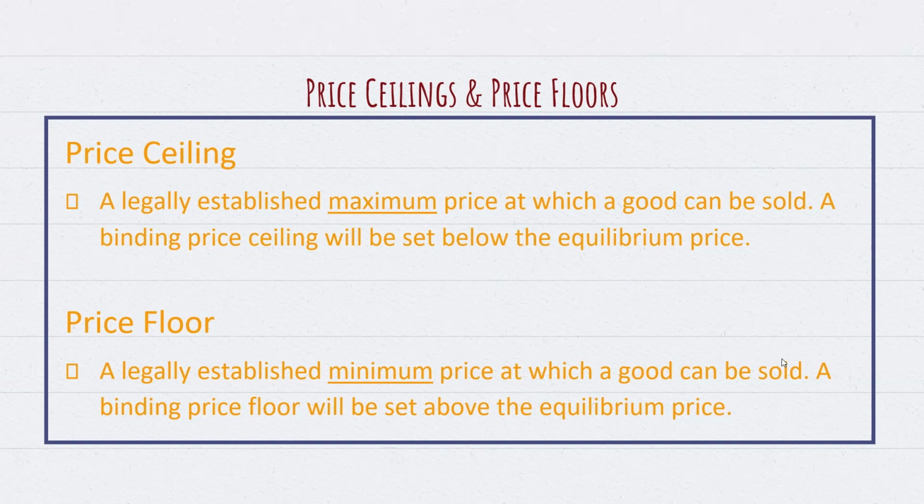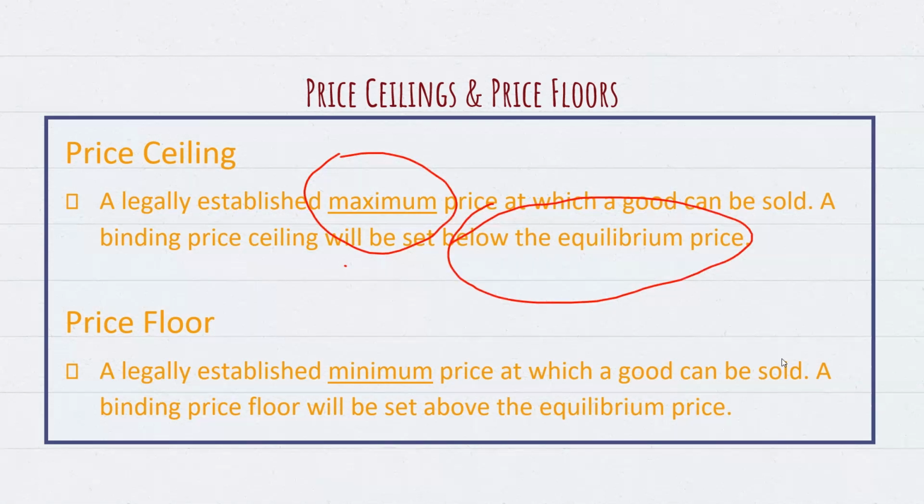So when it comes to the price ceiling, please remember it's a maximum price that is given by the government. And it's always below the equilibrium price. Apart from that, you have to remember that when there is a price ceiling, there will be a shortage in the market because the quantity supply is less than the quantity demand at the price ceiling point, right?